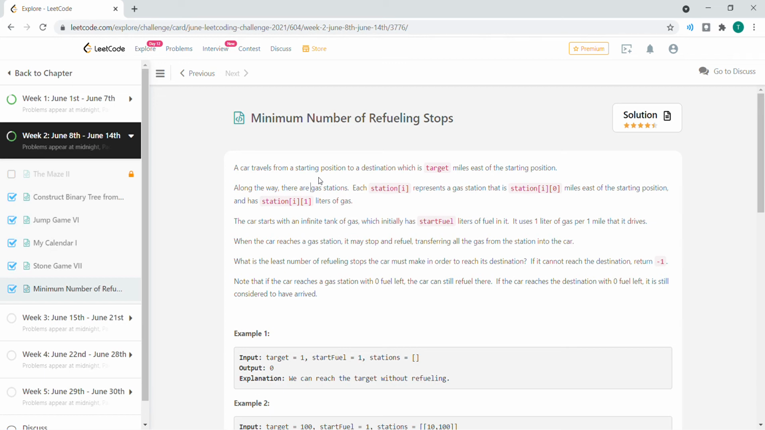Welcome to June 12th LeetCode Challenge. Minimum number of refueling stops. A car travels from the starting point to a destination which is target miles east of the starting point position.